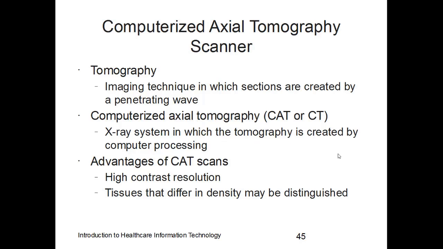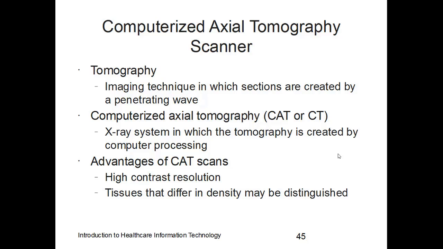I'll now talk about some devices in particular. The first one, computerized axial tomography scanner. And when we talk about tomography, that is an imaging technique in which sections are created by a penetrating wave. And probably the best example of this would be the CAT scan or the CT scan. That's what those letters stand for, computerized axial tomography. And this is an X-ray system in which tomography is used by a computer process.